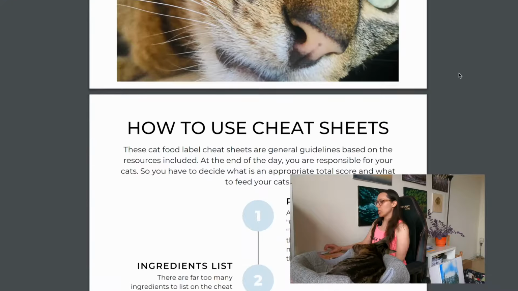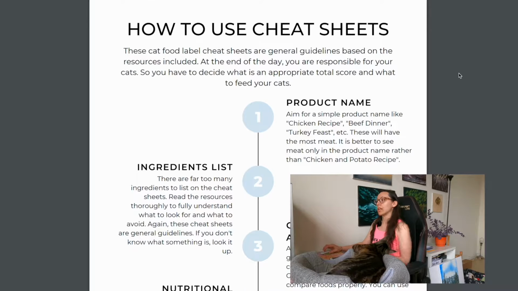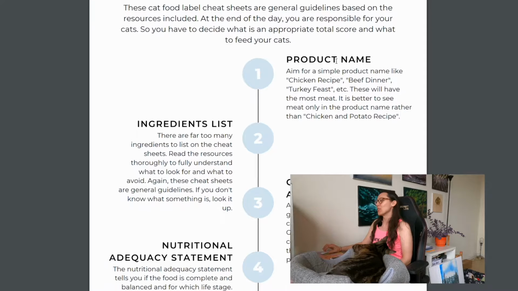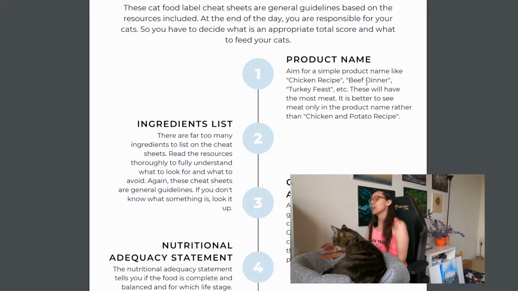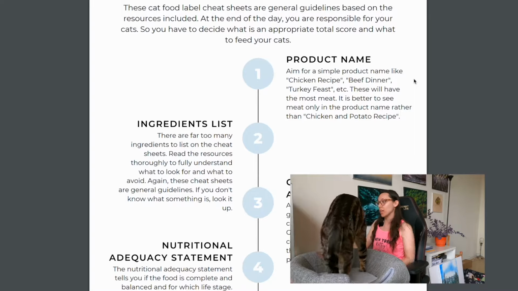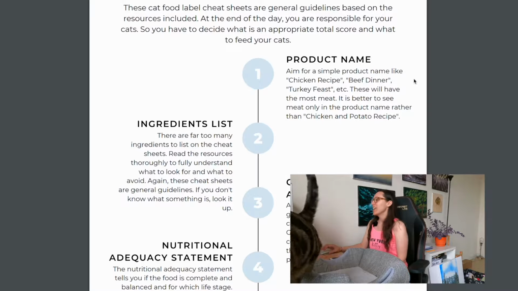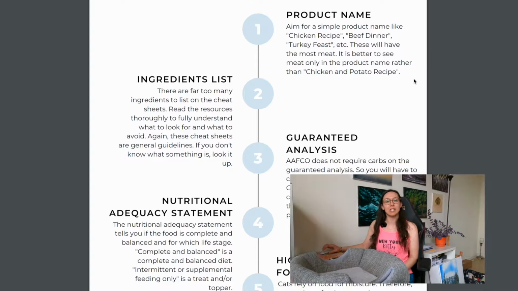So this is what the cheat sheets look like. First, I explain how to use the cheat sheets. These are general guidelines. This is basically everything that I've learned since 2017 boiled down as simply as possible. And so first you're going to look at the product name. You want to aim for something simple like chicken recipe, beef dinner, turkey feast by Jericho. These will have the most meat.